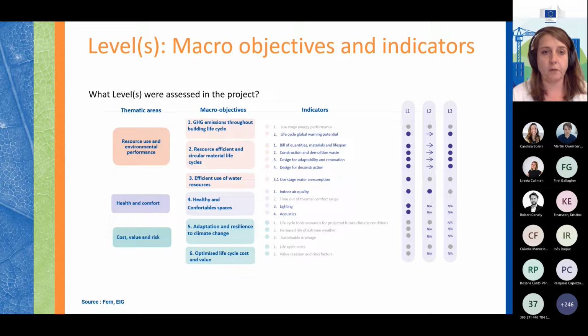macro-objectives. The first one, resource use and environmental performance, is split into 3 different ones, and health and comfort, number 4, we also address at the different levels, level 1 or 2 or 3. To make it clear, in gray you have the parameters that we didn't assess in the project, and the blue ones are the levels that we address on this project.